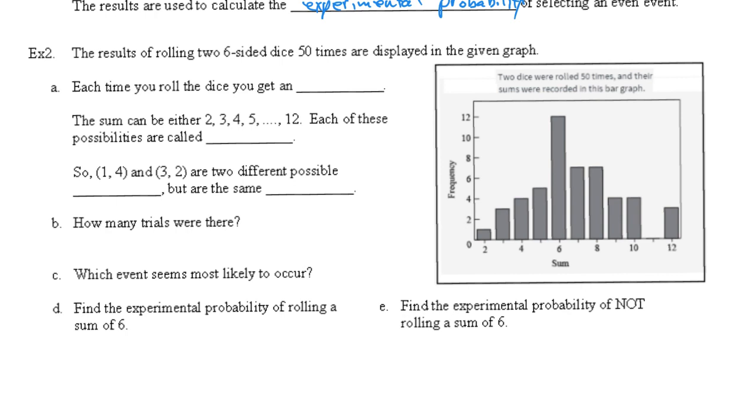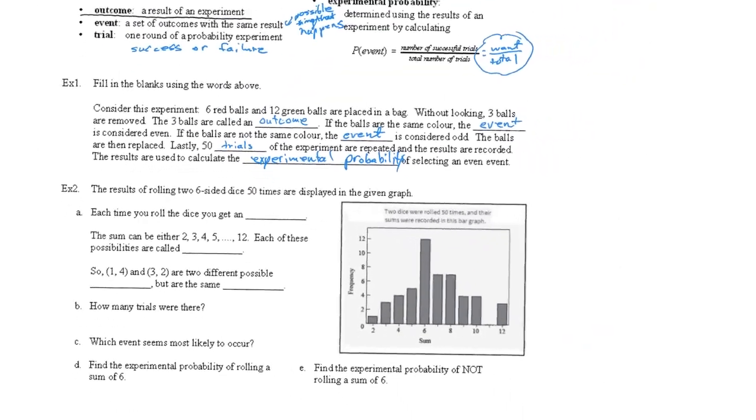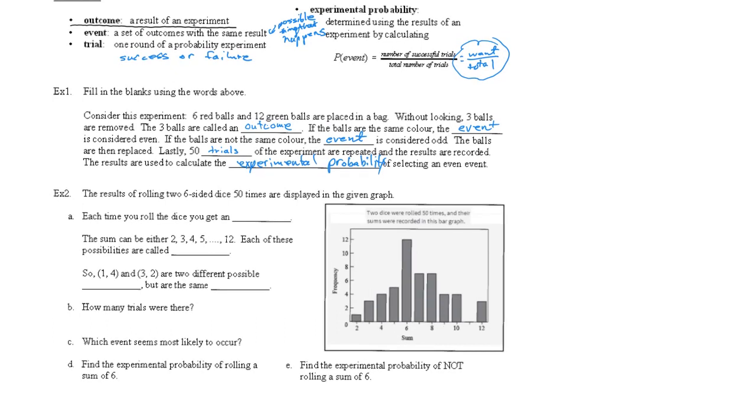So when you're talking about this, let's use what we know from before, okay? So let's use the information that we have up here, our definitions that we have on our sheet, right? So in this case, it says each time you roll the die, do you get an event, a trial, or an outcome? Now, you get an outcome.